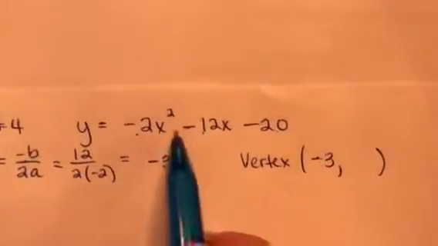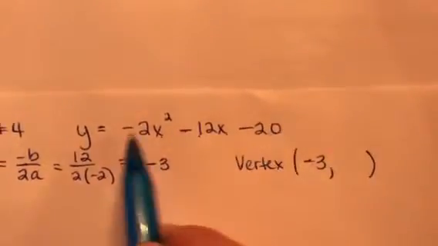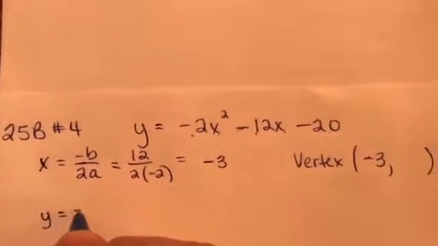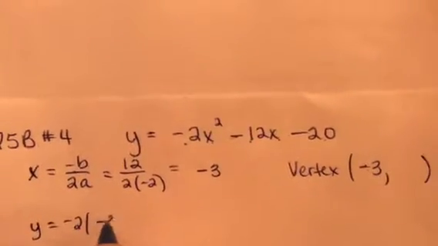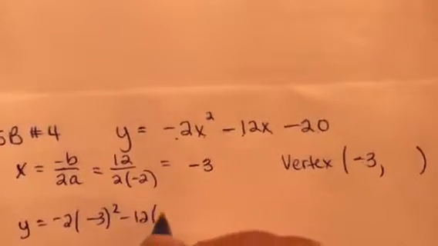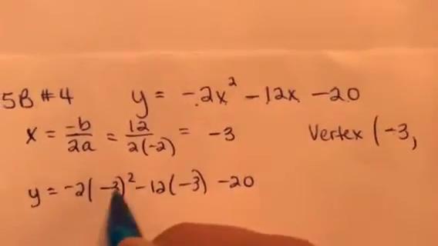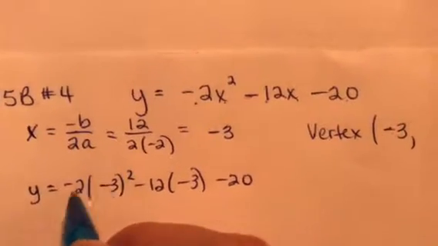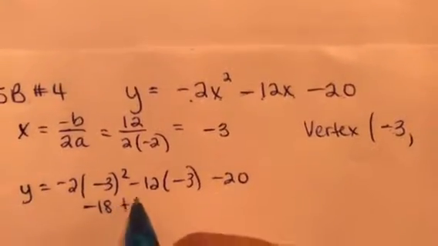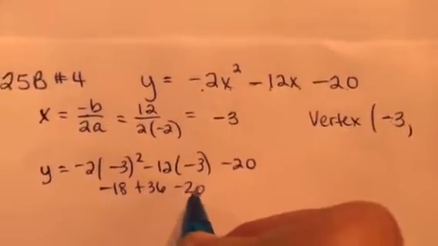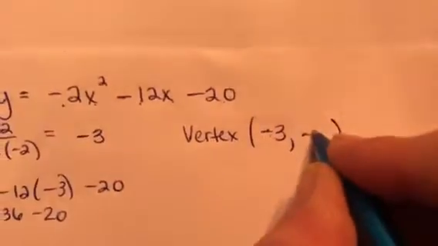So what you're going to do is take your negative 3 and plug it in everywhere you see an x to find your y value. So your y is going to be negative 2, and then we're going to plug that negative 3 in. Everywhere I see an x, I'm going to plug in a negative 3. Don't forget you're going to do exponents first. So that gives me 9 times negative 2, which is negative 18, plus 36 minus 20. 18 minus 20, what is that? Negative 2. So that should be my vertex.